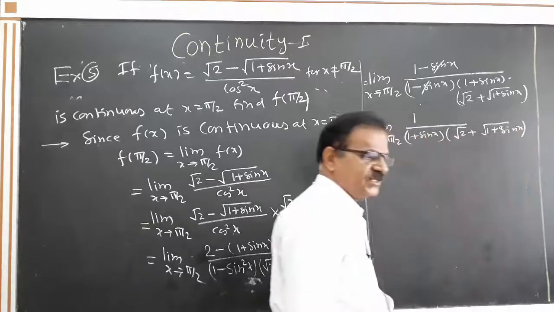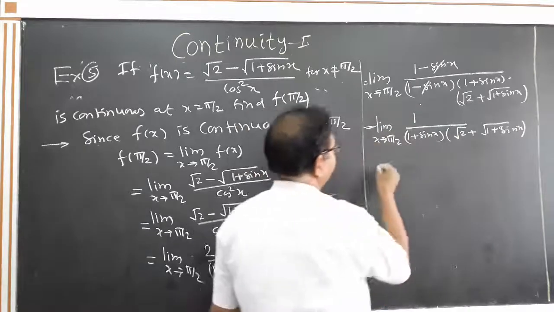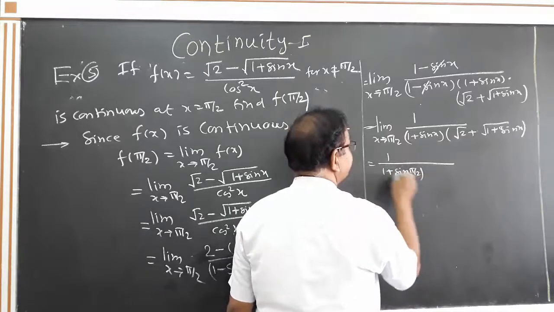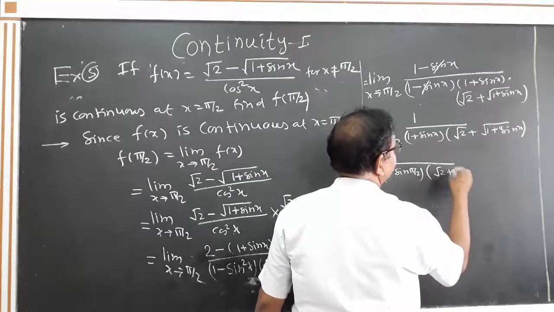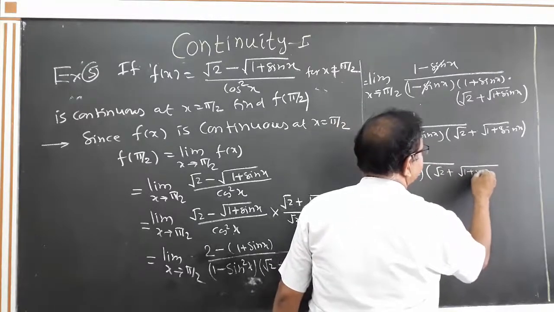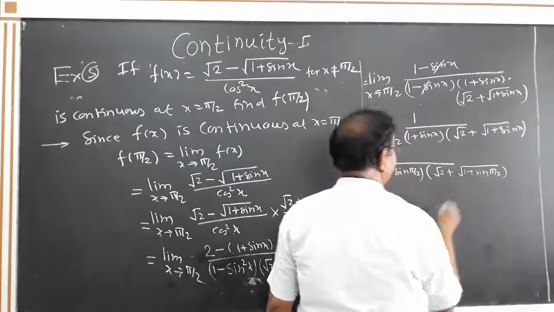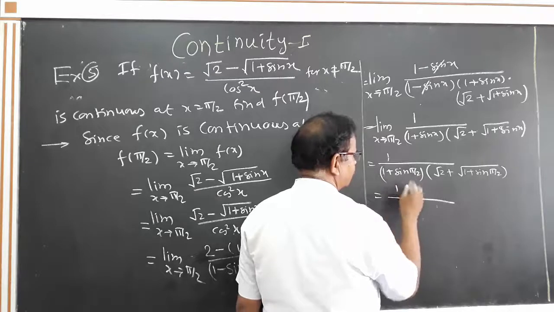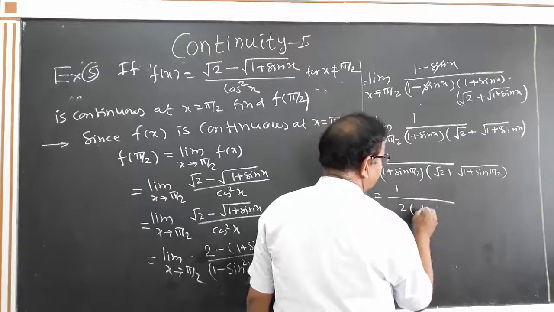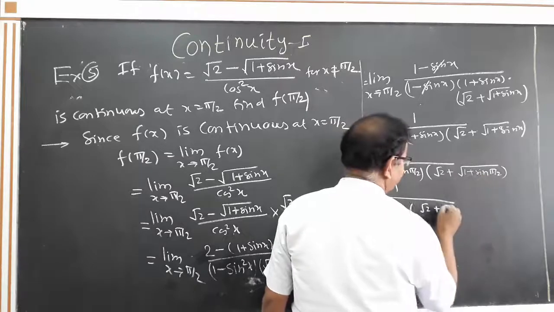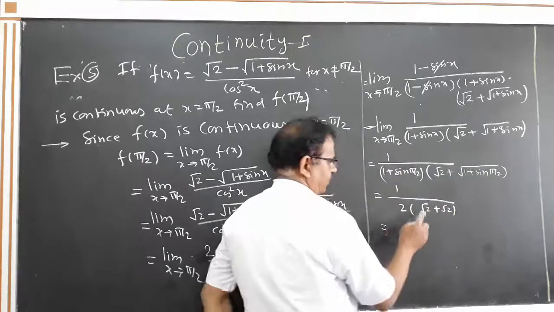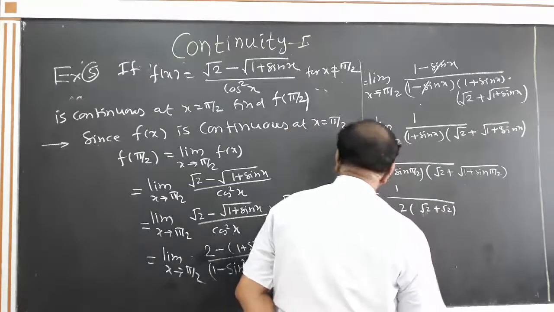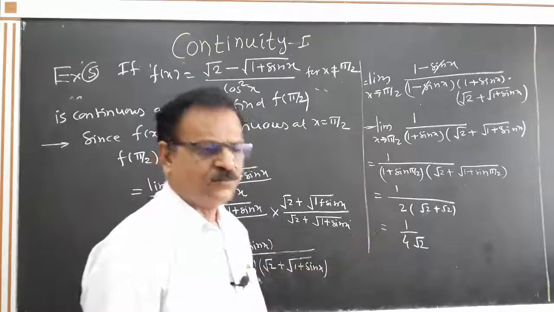Now substituting x equal to pi by 2, this equals 1 upon (1 plus sin pi by 2) into (root 2 plus root of 1 plus sin pi by 2). But sin pi by 2 is 1. So this is 1 upon (1 plus 1) that is 2, into (root 2 plus root of 1 plus 1, again root 2). Root 2 and root 2, 2 root 2. Therefore this is 1 by 4 root 2. Therefore f of pi by 2 is 1 by 4 root 2.